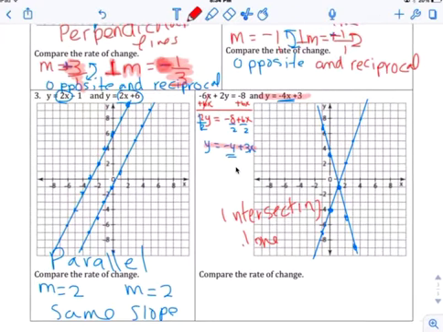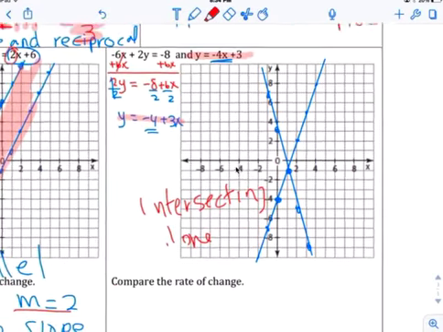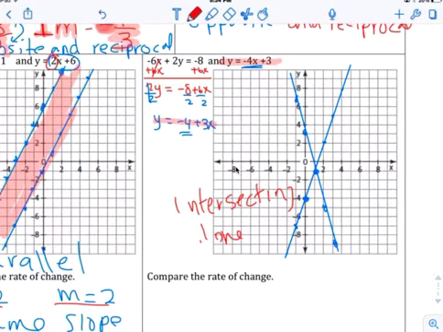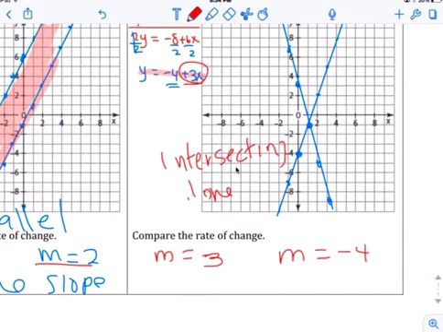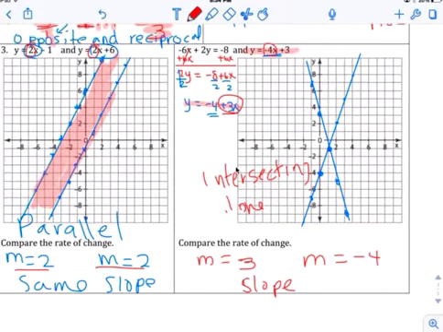Notice here, it's the same slope. That's 2 and 2. Slope of 2 and 2, they're the same slope. The lines are parallel. They never meet. No solution. We've talked about this. Okay, these lines compare the rate of change. M is 3 right here, and the other M is -4. So the rate of change or slopes are different. So the lines are just going to cross, and that means the lines intersect.